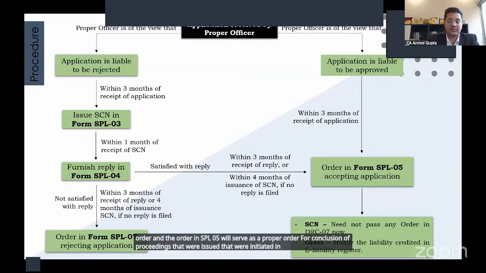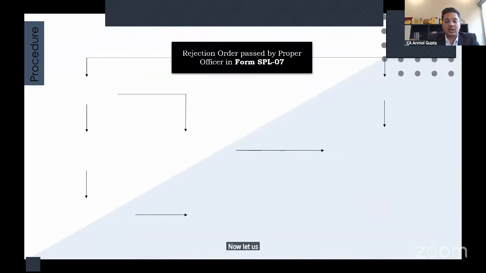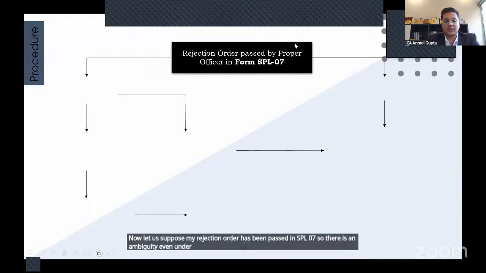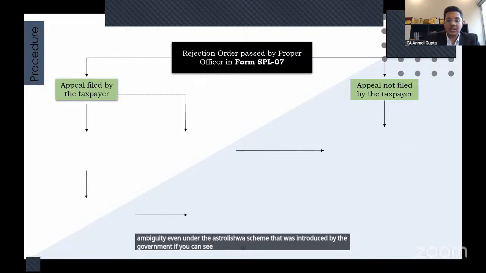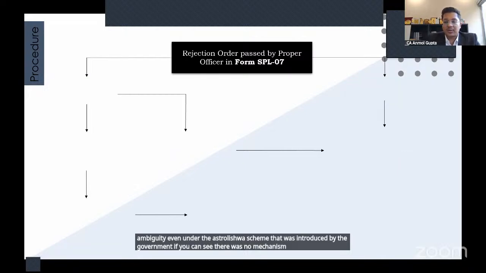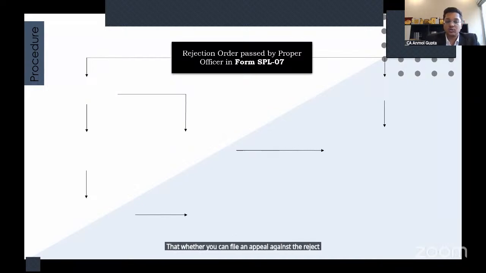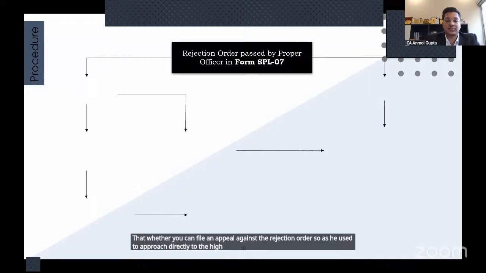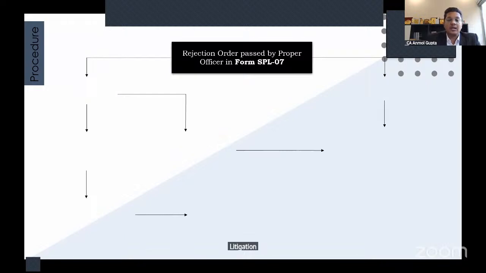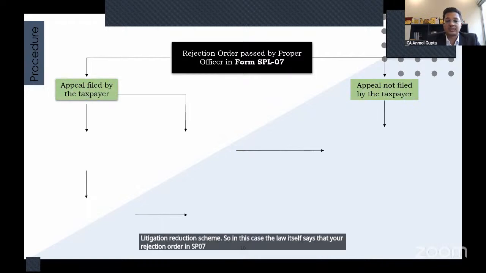Now let us suppose my rejection order has been passed in SPL 07. There was an ambiguity even under the erstwhile Sabka Vishwas scheme that was introduced by the government, which dealt with legacy issues, the service tax and central excise issues. No mechanism was prescribed there on whether you can file an appeal against the rejection order, so assessees used to approach the High Court directly against the rejection made under SVLDRS, the Sabka Vishwas Legacy Dispute Resolution Scheme. In this case, the law itself says that your rejection order in SPL 07 is an appealable order under section 107.